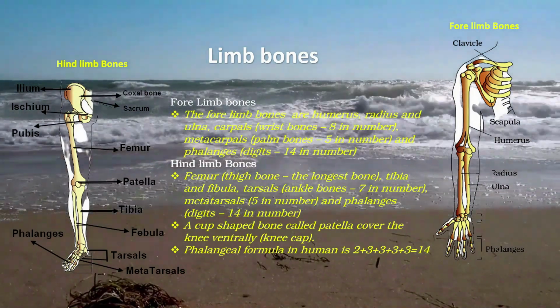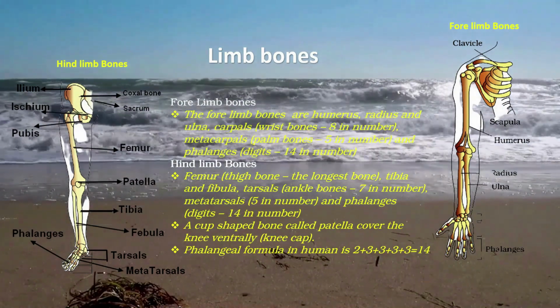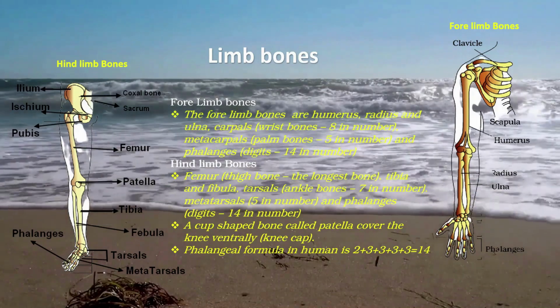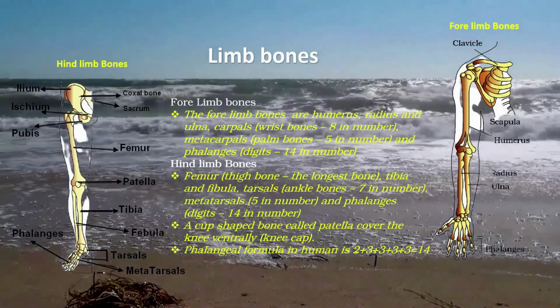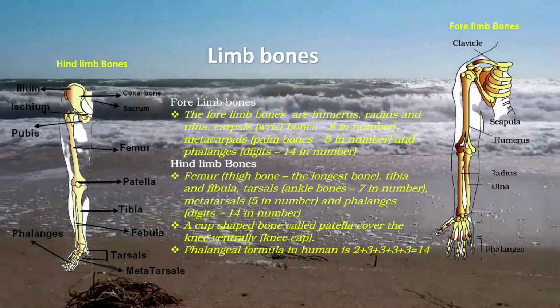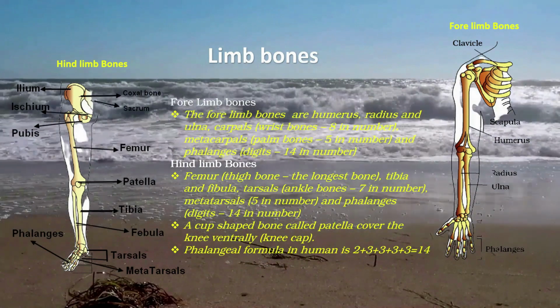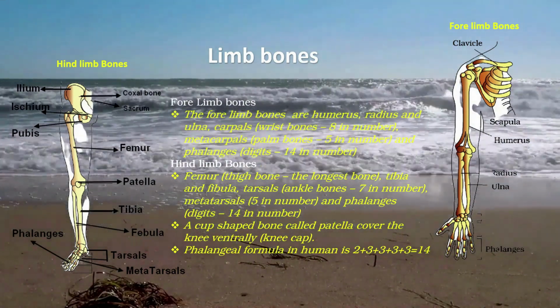2. Hind limb bones. Femur, the thigh bone, the longest bone, tibia and fibula, tarsals, ankle bones, 7 in number, metatarsals, 5 in number, and phalanges, digits, 14 in number. A cup-shaped bone called the patella covers the knee ventrally, the kneecap. The phalangeal formula in humans is 2 plus 3 plus 3 plus 3 plus 3 equals 14.